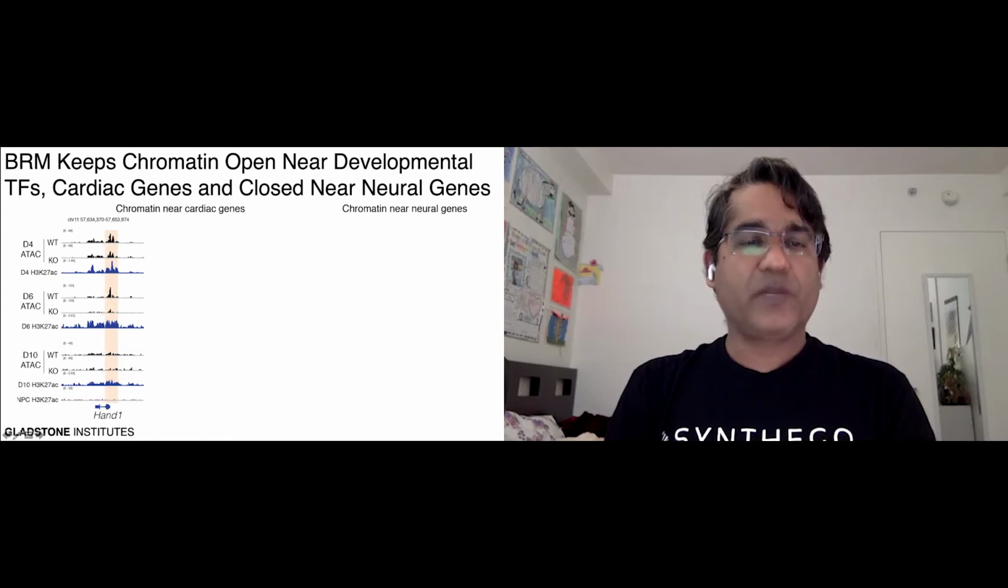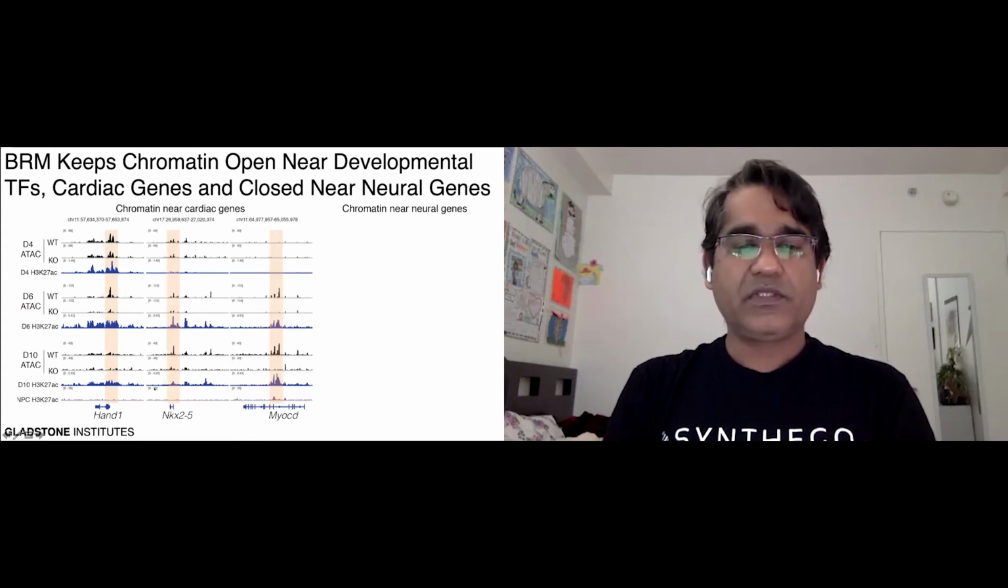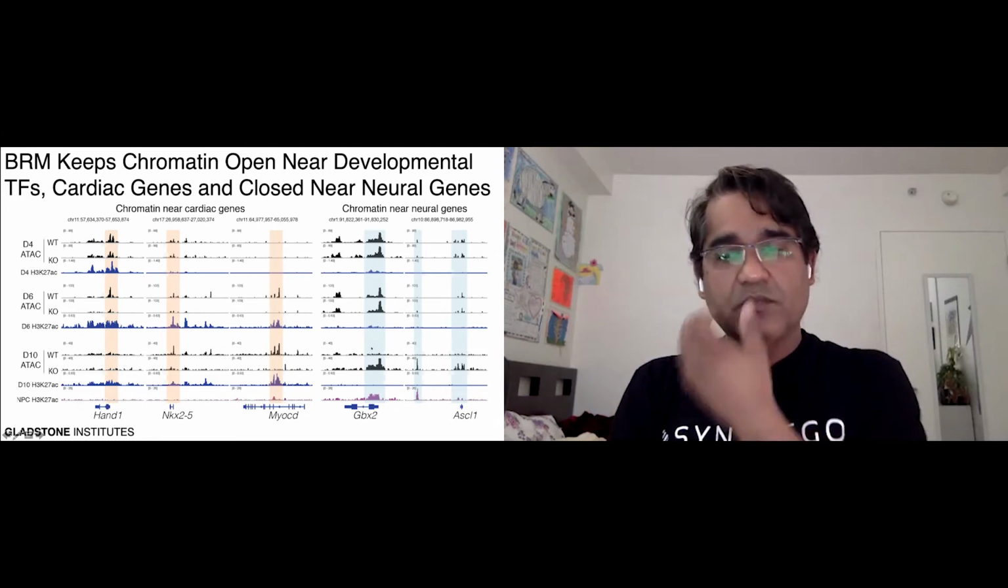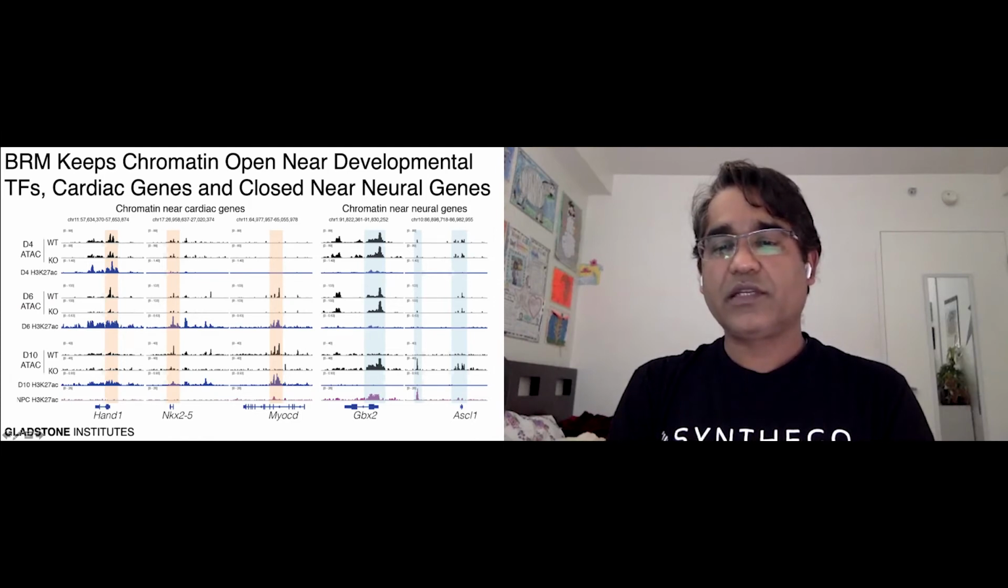in chromatin accessibility. The chromatin accessibility pattern near cardiac genes remains open in wild type cells but closed in KO cells. The same thing happens with 2 other cardiac genes, and globally when we put it in heat maps. However, if we go to neural genes, these chromatins are open from the beginning, and as we progress in the differentiation to day 6 and day 10, you can see that in wild type cells this chromatin closes, but in KO cells, they do not close.